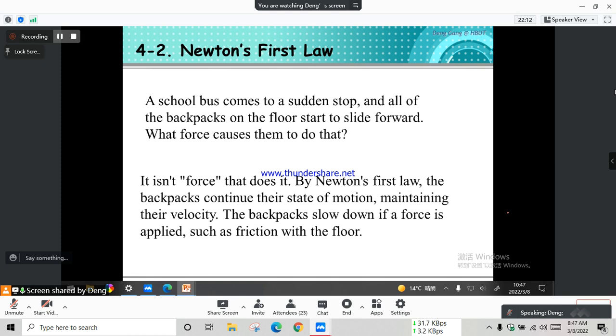And that's the same reason why you will go forward. And you need the extra force to stop that. If there's no extra force, you will keep on moving. You will move forward. So it isn't the force that does it. It's the inertia. Everything wants to keep its state of motion, or maintain the velocity. So even when the bus stops, you still want to move forward.